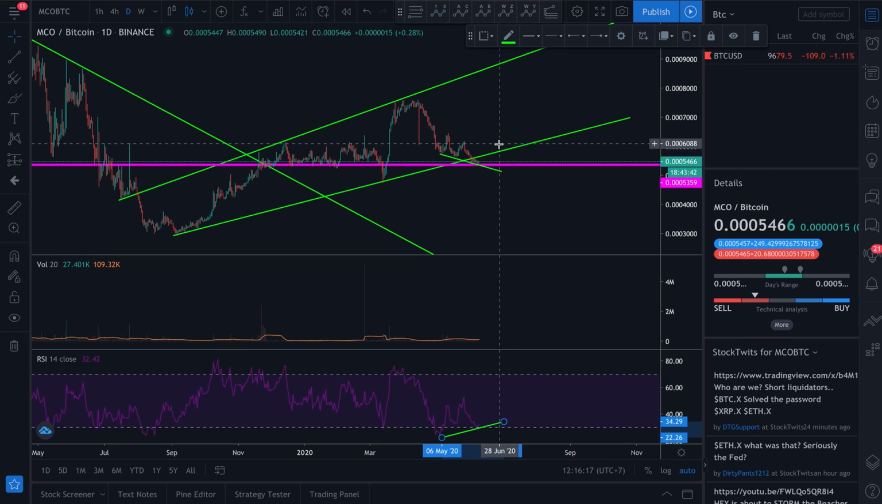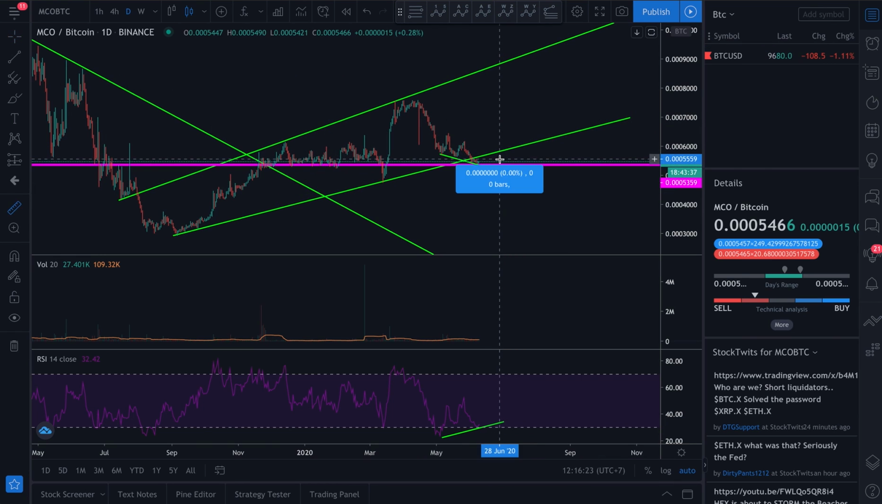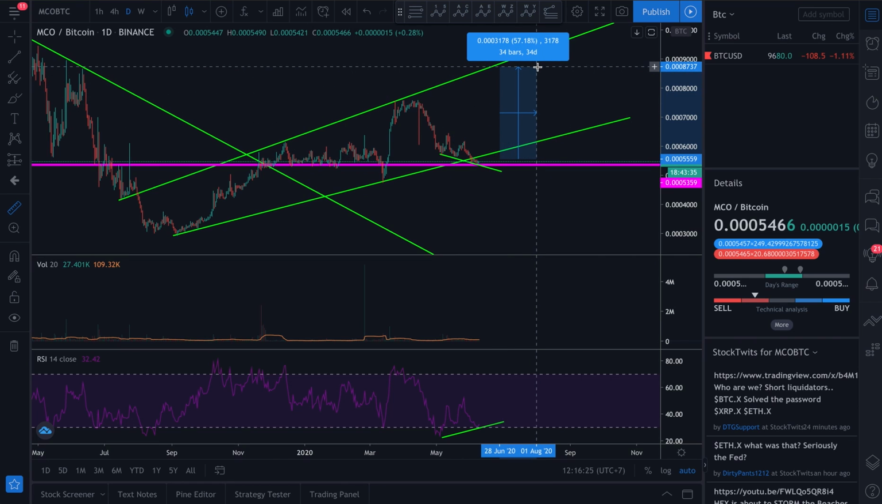And if you hold down Shift and you click this chart, you can get this upside potential here. So the upside potential is 50% on this channel with MCO. So this is looking really good compared to Bitcoin.